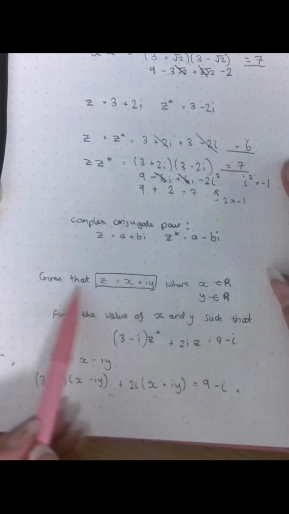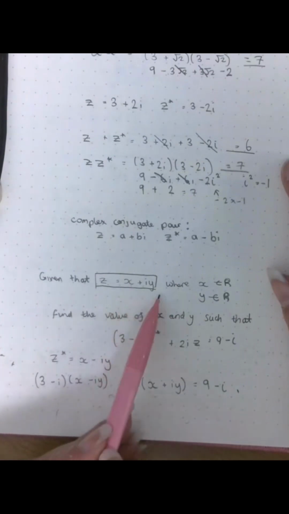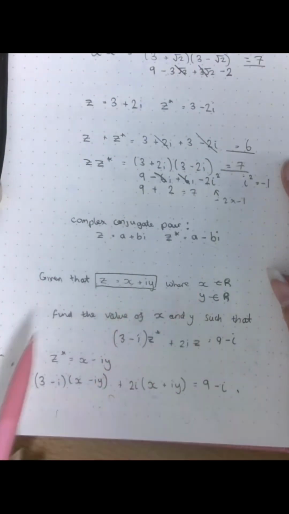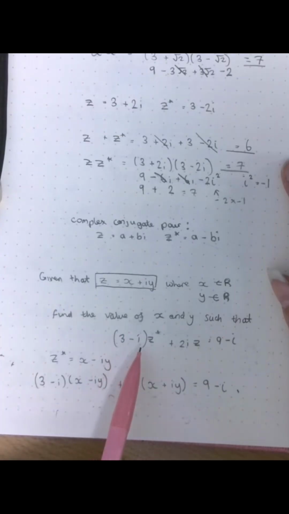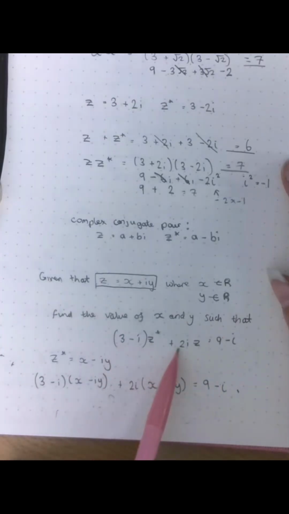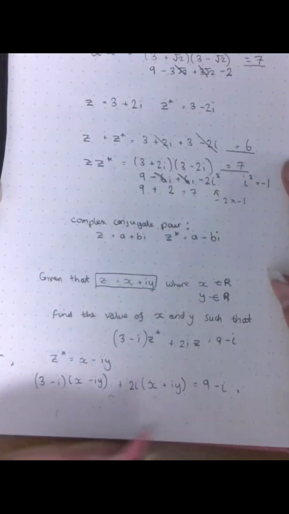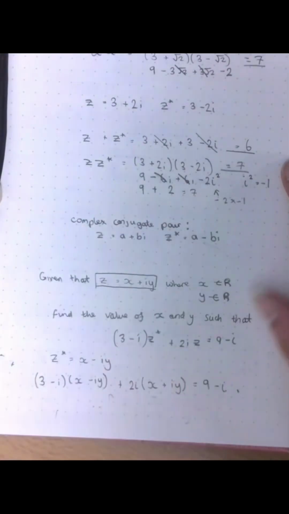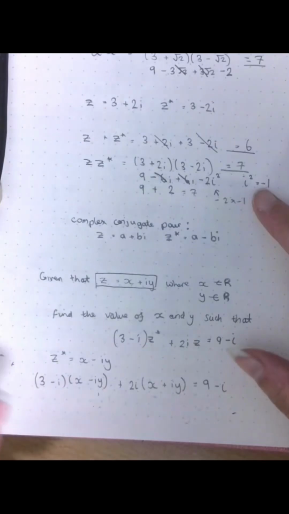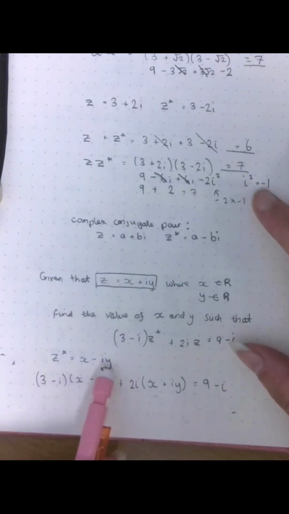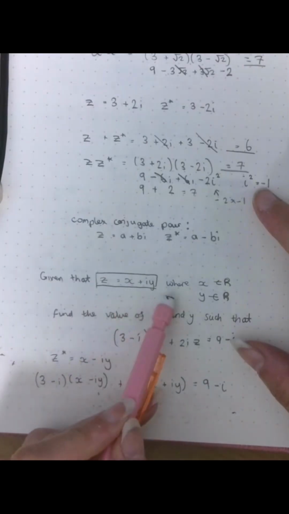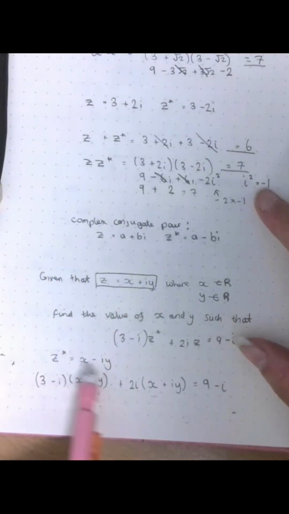So it says, given that z is equal to x plus iy, where x and y are both real numbers, find the value of x and y such that 3 minus i multiplied by z star plus 2iz is equal to 9 take away i. So here we've just defined z star as our complex conjugate pair, because if z is x plus iy, the complex conjugate pair will be x minus iy.